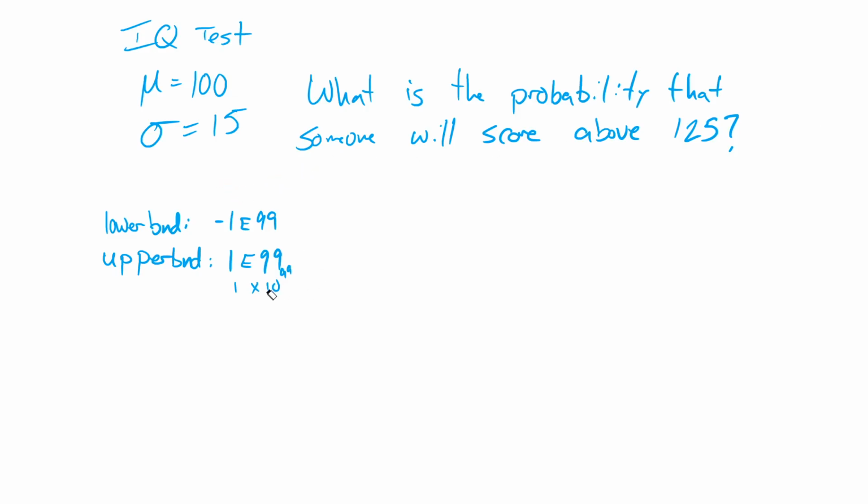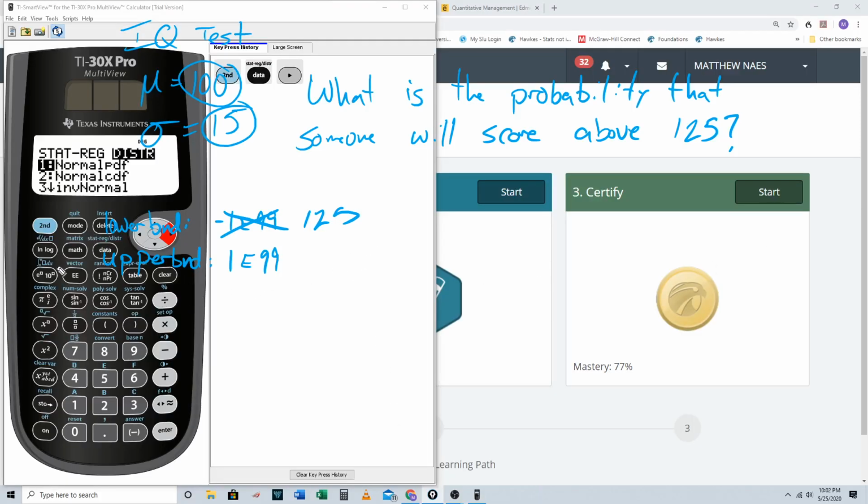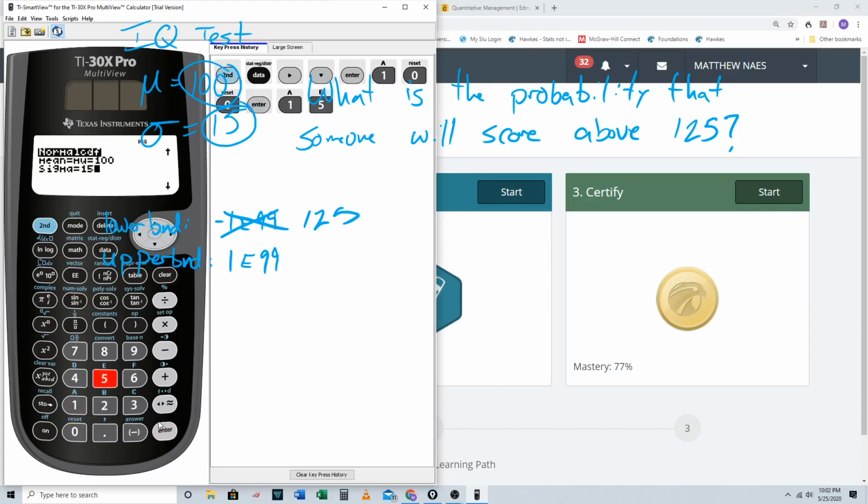Since this is greater than, we're going to change our lower bound to 125. We're going to put in the mu, put in the sigma, and then find the probability. So let me do that. We go down to normal CDF: 100 was the mean, 15 was the standard deviation, change the lower bound to 125, and then we calculate.